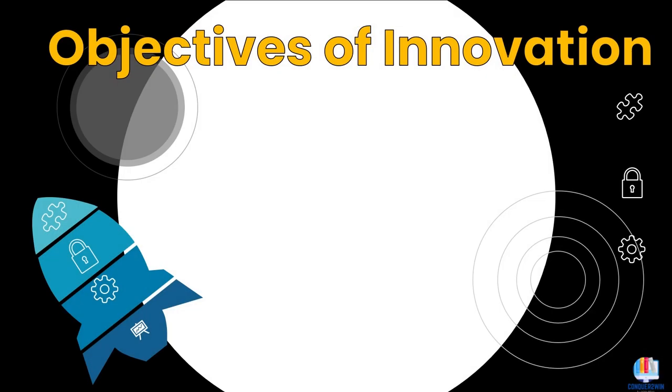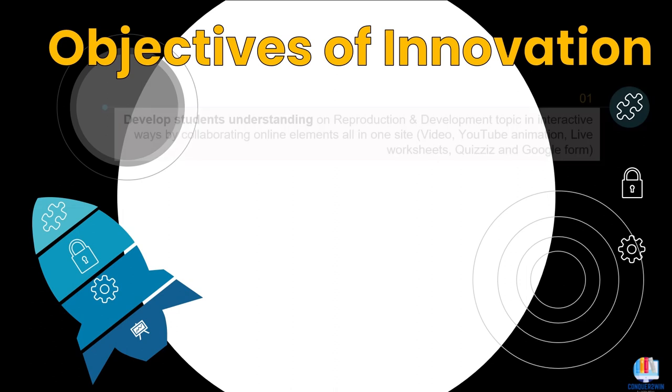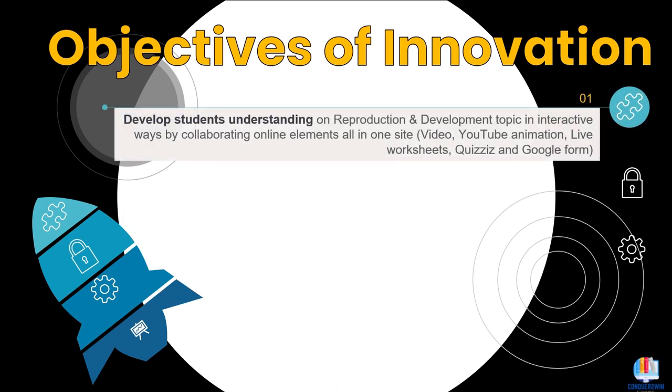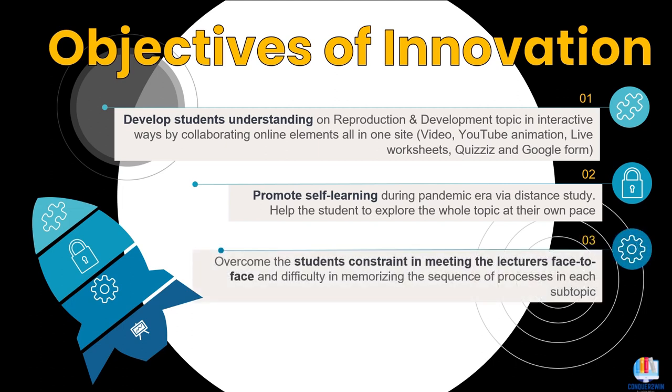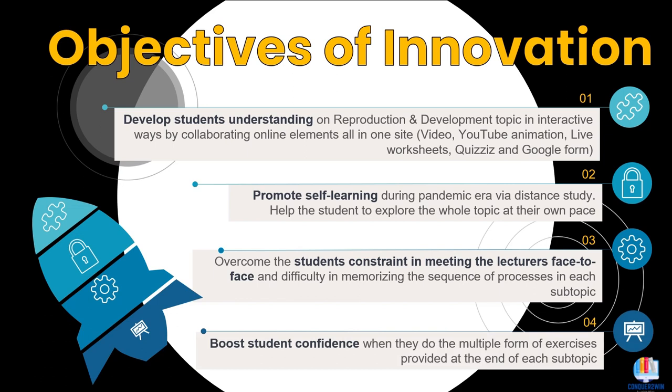There are four main objectives of this innovation. First, to develop students' understanding of the reproduction and development topic in interactive ways. Second, to promote self-learning during the pandemic era via distance study. Third, to overcome the students' constraint in meeting the lecturers face-to-face. And lastly, to boost student confidence when they do the multiple forms of exercises provided at the end of each subtopic.